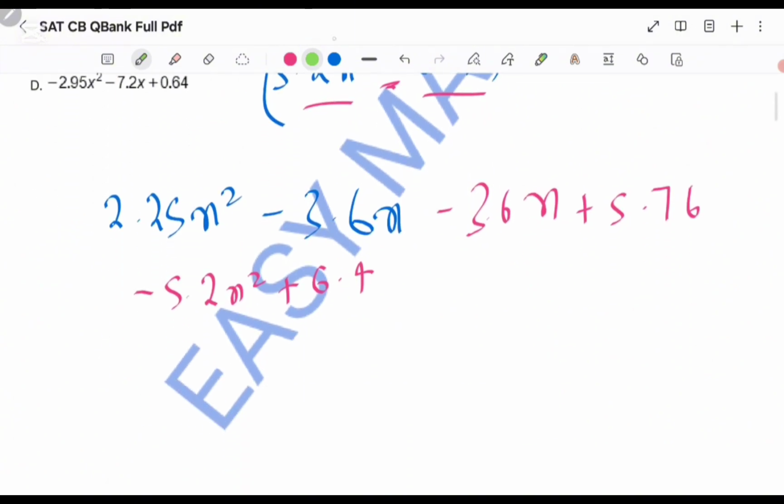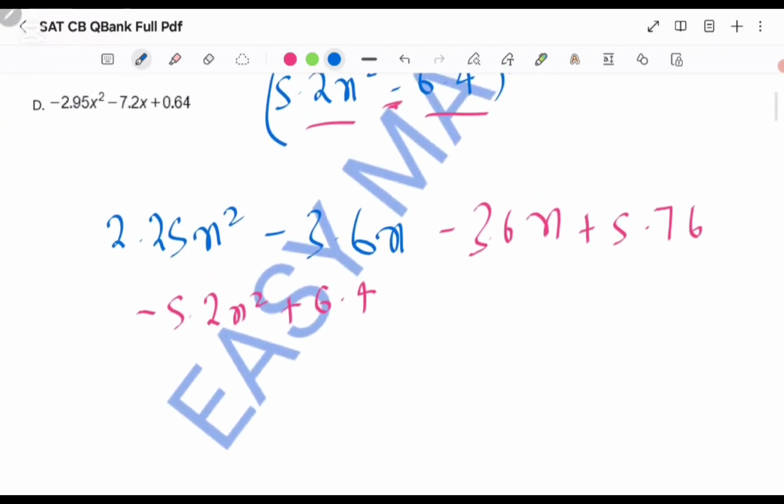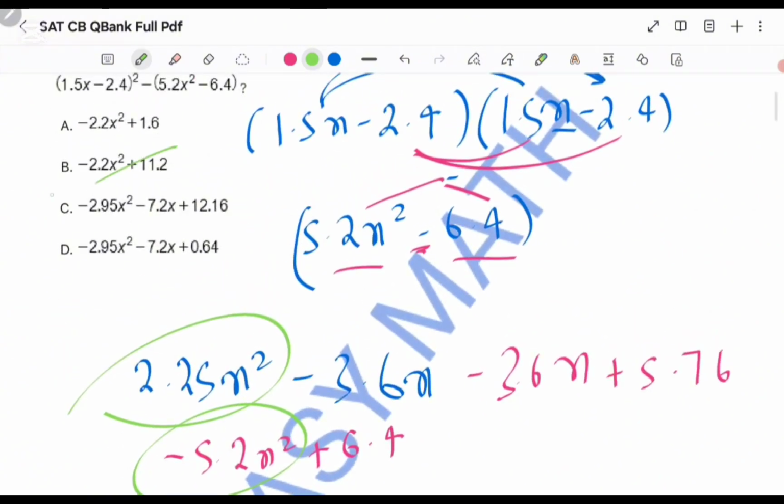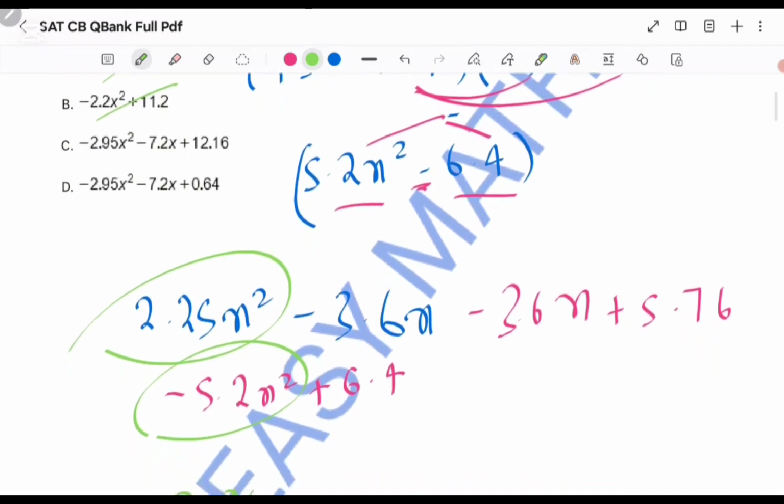Now let's join the like terms and check out what this is going to be. So here we have the x squared like terms, and here let's do them with a different color. This one and this one with the x squares. So if you do negative 5.2 and then plus 2.25, you're going to end up with negative 2.95, and that is not A or B, that is either C or D.